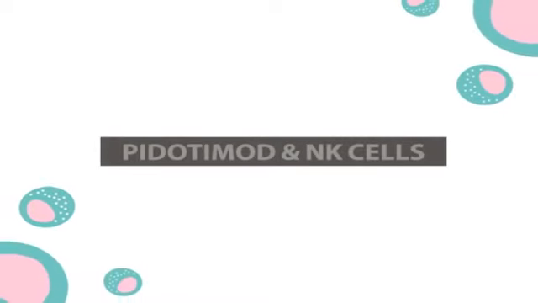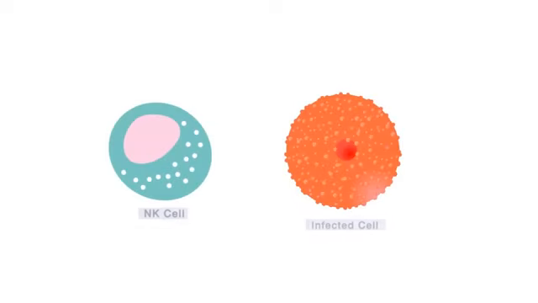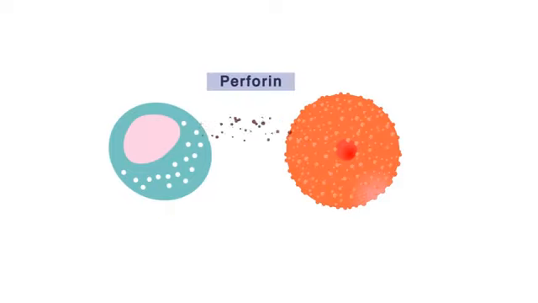Pidotimod and NK cells. NK cells are unique as they have the ability to recognize the pathogen in the absence of the MHC1 self-marker. They destroy the abnormal cells by the release of perforins, which is a cytolytic protein. Pidotimod enhances NK cell function.